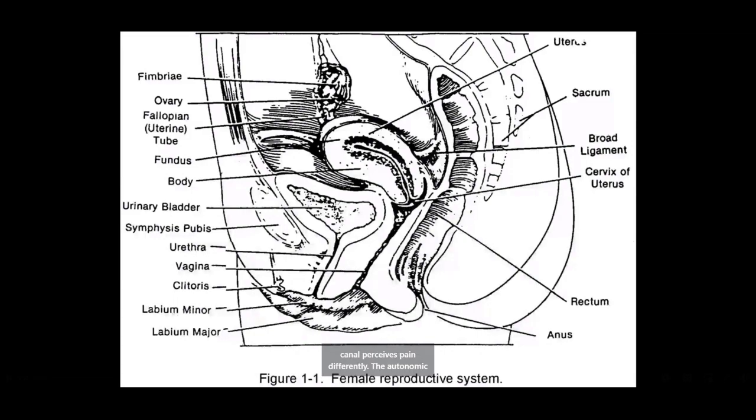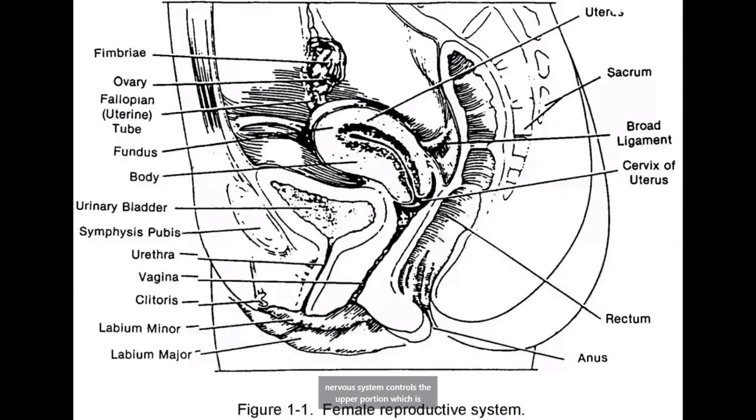The anal canal perceives pain differently. The autonomic nervous system controls the upper portion, which is relatively insensitive to stimuli. Conversely, the lower portion, which is controlled by somatic sensory nerves, is sensitive to stimulation.